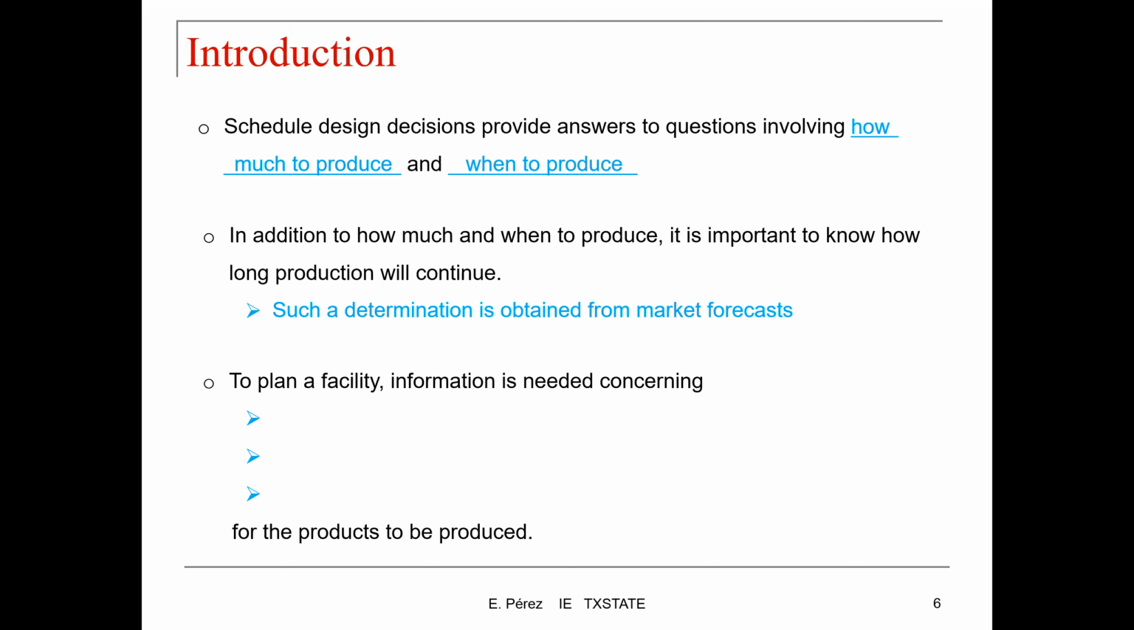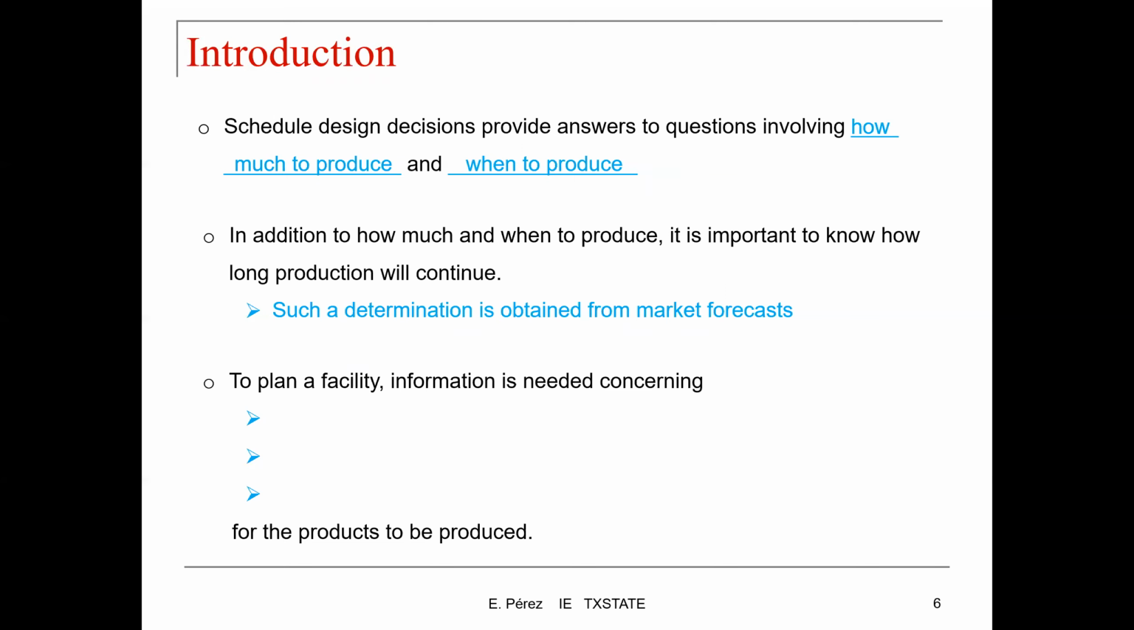There's uncertainty in those future demands. So the only information that we have on hand to try to make a plan is the historical information, which is based on past information, past data, past orders. So market forecasts can help us determine whether or not we're gonna have more, less, or we're gonna keep our constant production for specific products.